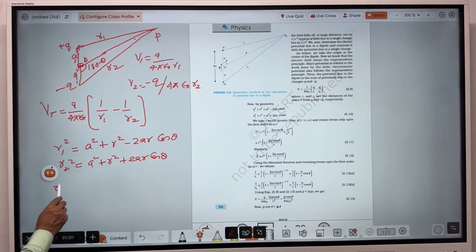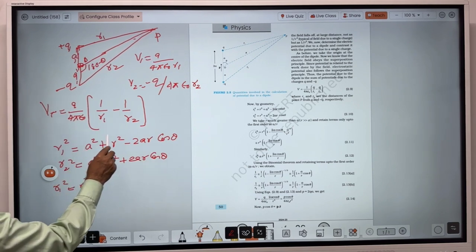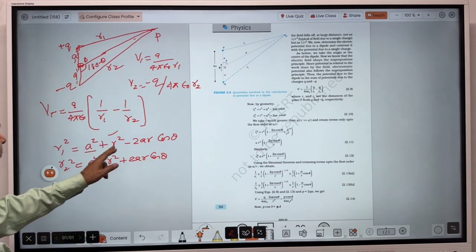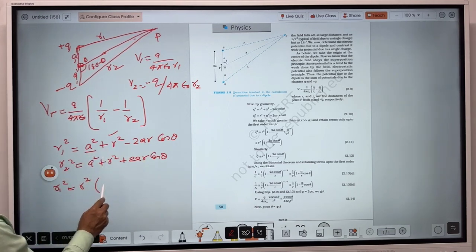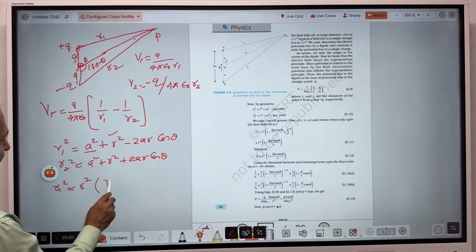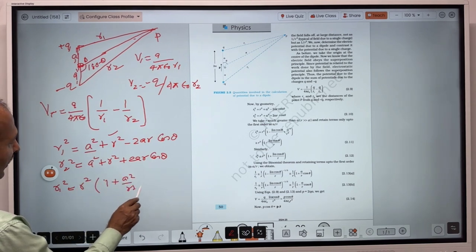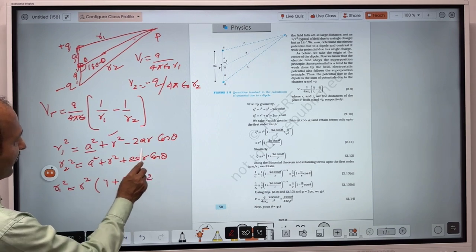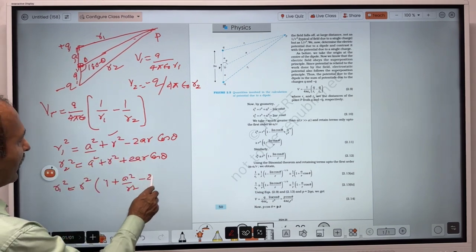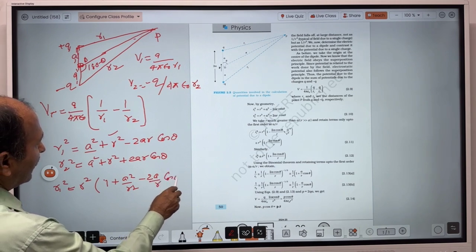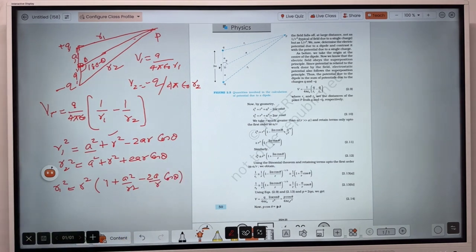Here we have to take out R square common from these two equations. So R1 square equal to, if we take R square common, here it will become 1, and in every term you have to divide by R square. So what will be left? This is 1 plus a square divided by R square minus twice of, dividing by R square, 2a upon R cos theta. Up to here, any problem?